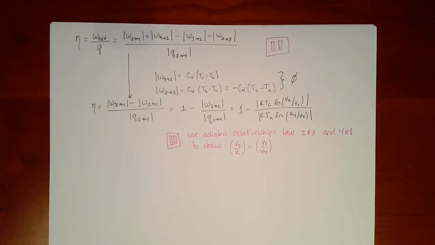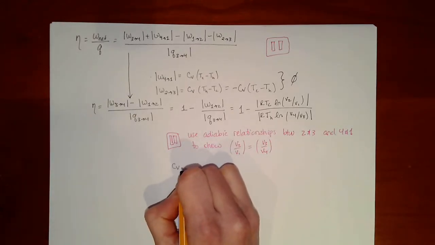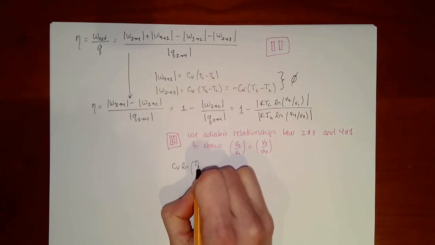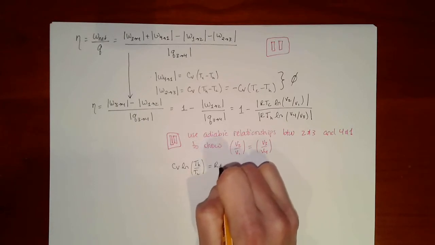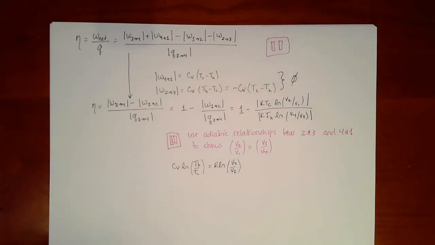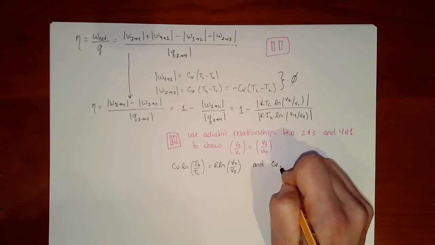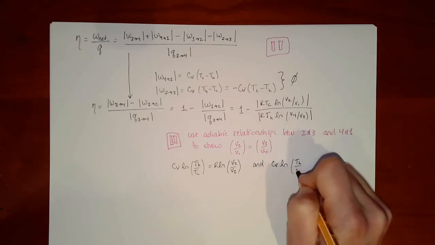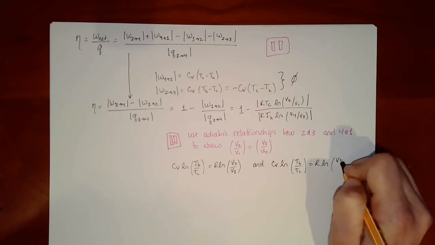All right, here's how I get there. If I write out the equation for the adiabatic relationship between states 2 and 3, I get CV natural log of TH over TC equals R natural log of V2 over V3. I also get CV natural log of T hot over T cold equals R natural log of V1 over V4.